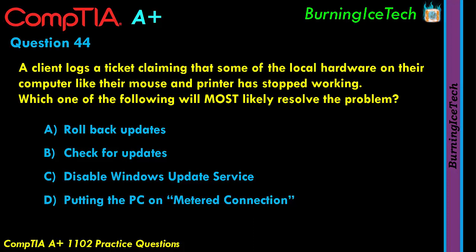Answer D there says putting the PC on a metered connection. That's somewhat unrelated. So if you or your client has a machine that, for example, updates or does things like that on what we call a connection that is not uncapped, it's a capped connection, which means you've got a certain amount of data for that month or for that week or for that day. Maybe your limit is 20 gigs for the whole month, and once it's up, it's up.